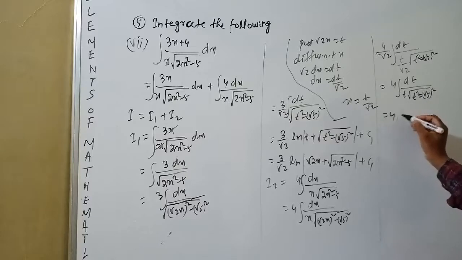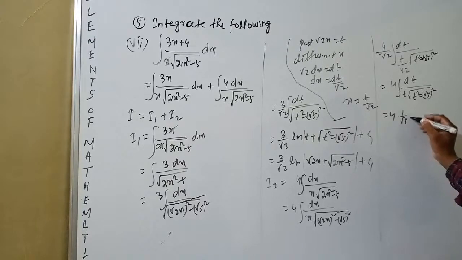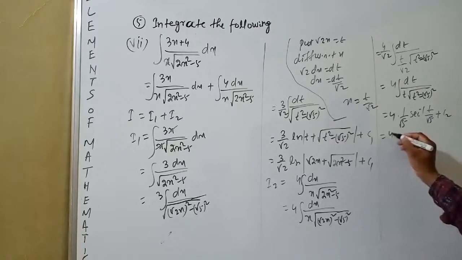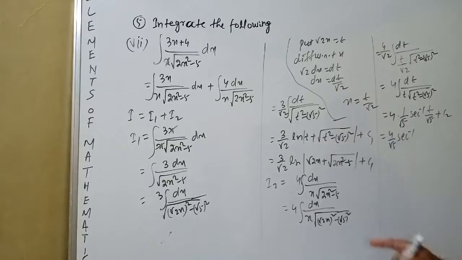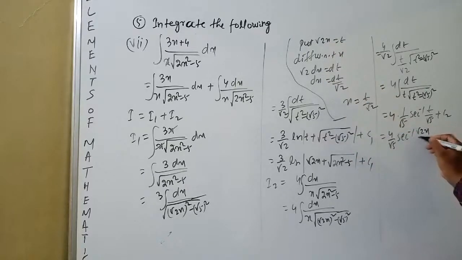Okay, is equal to 4, this is 1 by a, that is 1 by root 5. I can use the formula 1 by root 5 sec inverse x by a, that is 1 by root 5 sec inverse t by root 5. Okay, plus c2 is equal to 4 by root 5 sec inverse, t means how much, t means root 2x, root 2x by root 5 plus c2.